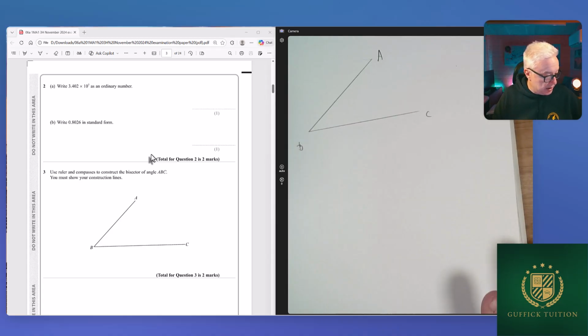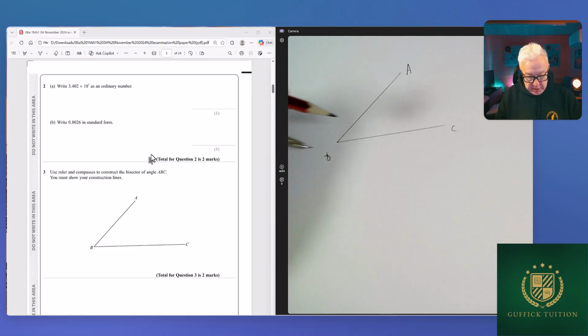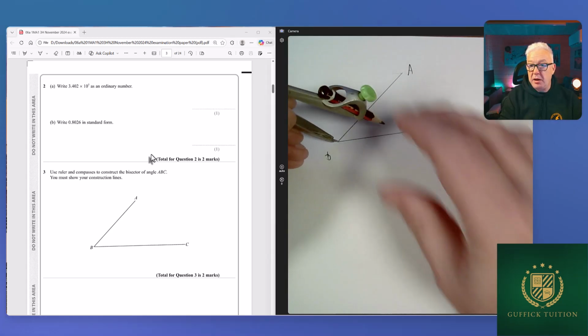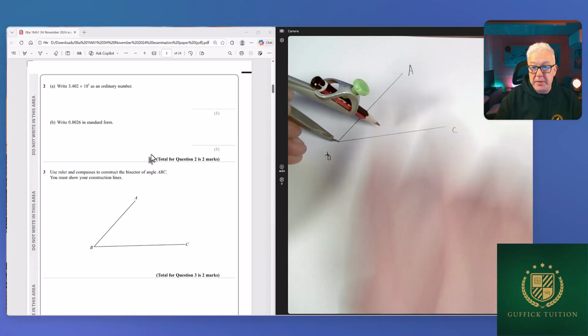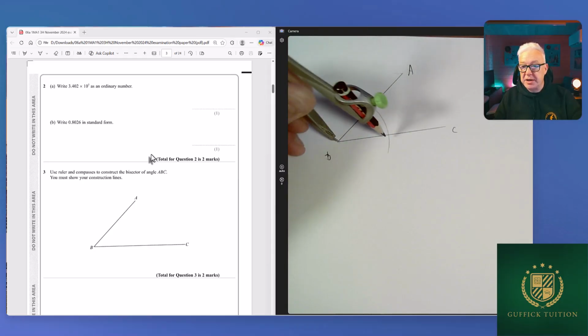So here's what we're going to do. We're going to take our compass. It doesn't matter how much you extend your compass, by the way. You could extend it there, or there, or there. It makes no difference. The only thing that matters is once you start, your compass needs to stay the same.